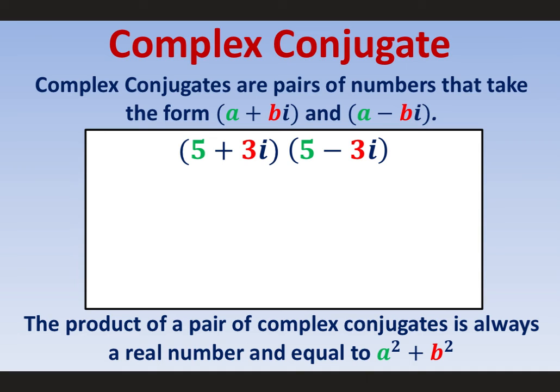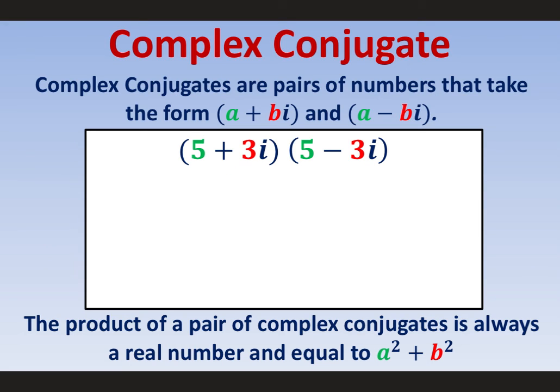So a complex conjugate is whatever our complex number is, except the sign in between the real and imaginary piece is opposite. So the imaginary part is opposite. So if I have a plus bi, its complex conjugate is a minus bi. 5 plus 3i is 5 minus 3i, and vice versa.